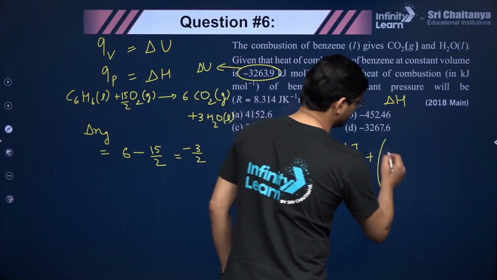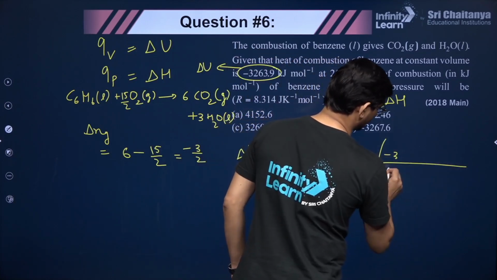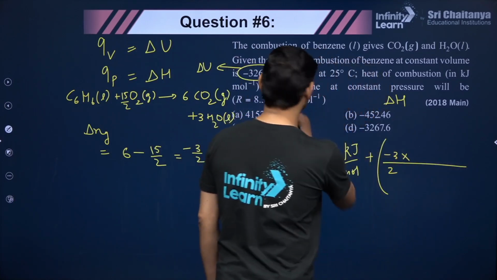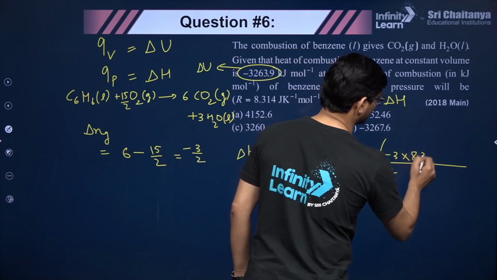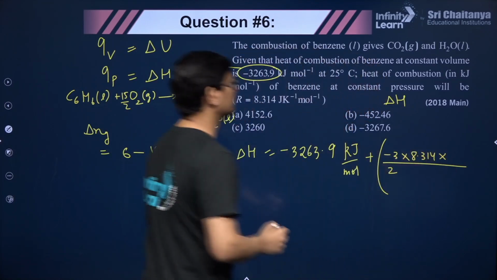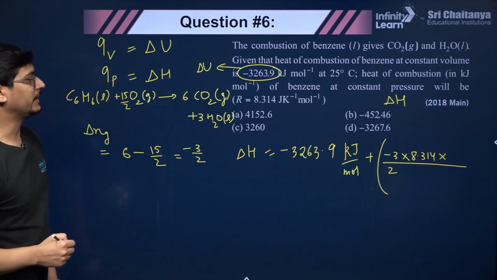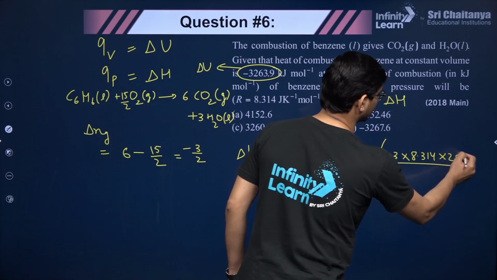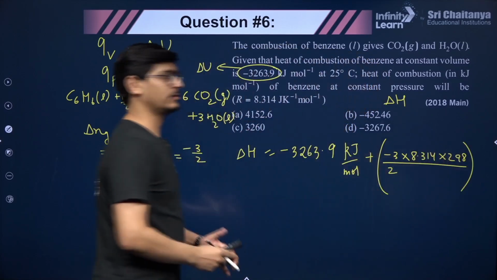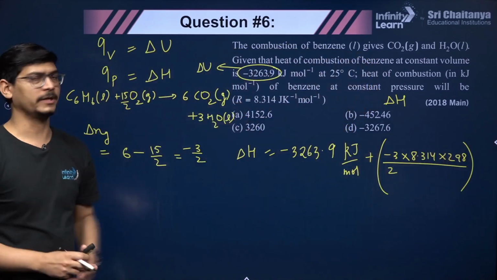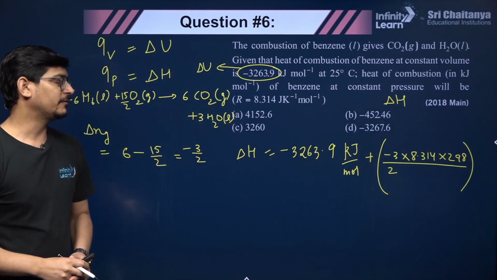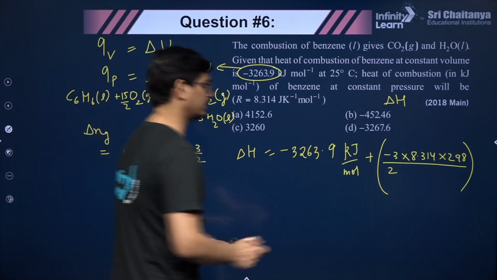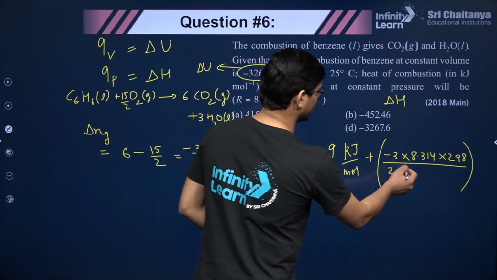So delta Ng is minus 3 by 2, right? The value of R is given as 8.314, and temperature is given as 25 degrees Celsius, so this is 298. Now this will be in joule because you have substituted the value of R in joule, 8.314, right? So you have to divide it by 1000 to convert it into kilojoule because your delta U is in kilojoule.